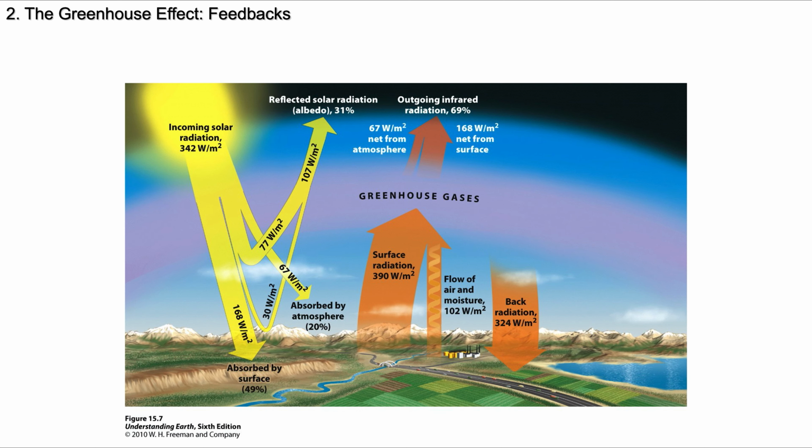We have incoming solar radiation, again at 342 watts per meter squared. Don't worry about these numbers because they're all weird. Every diagram I've seen like this makes it crazy. So the simple stuff is all we need to worry about here.